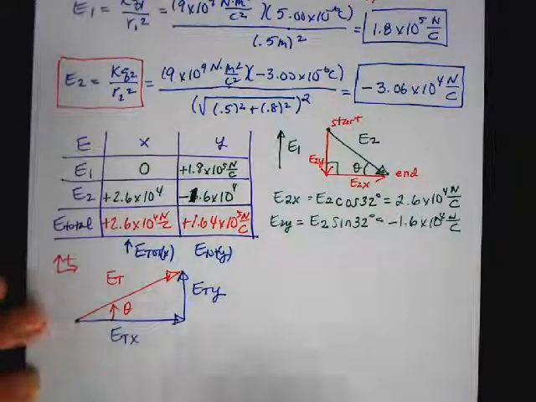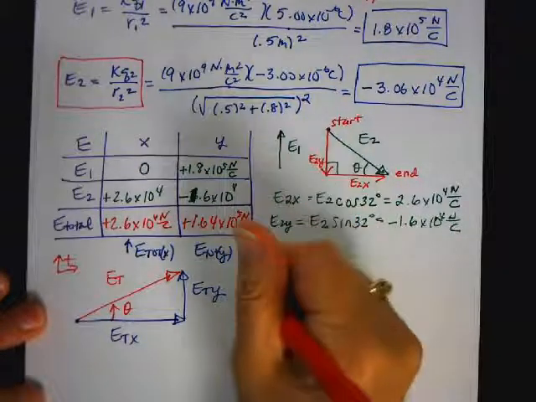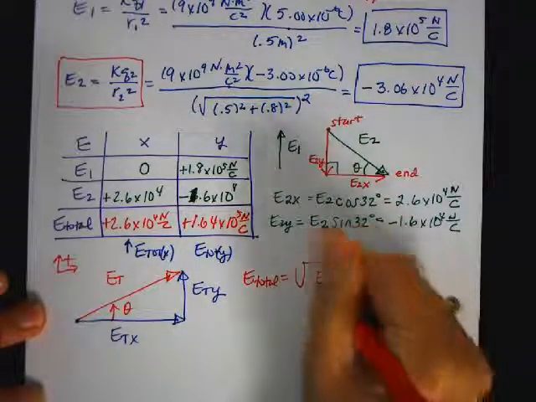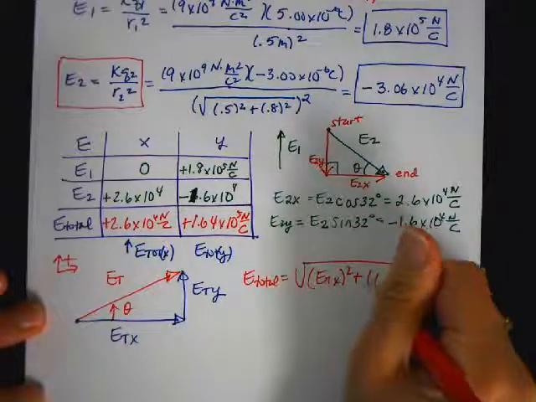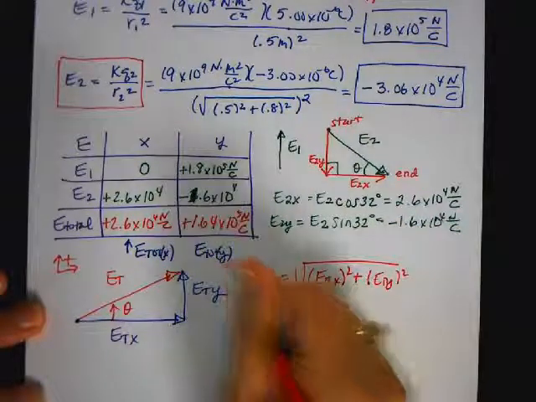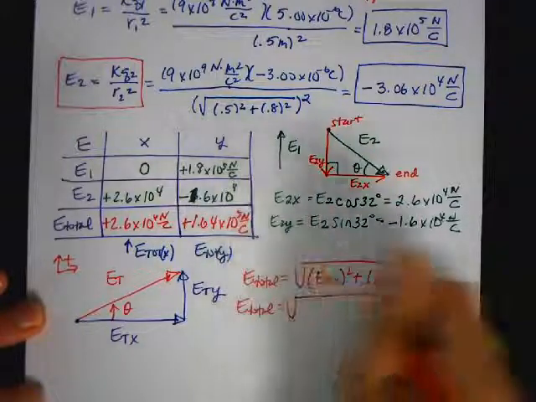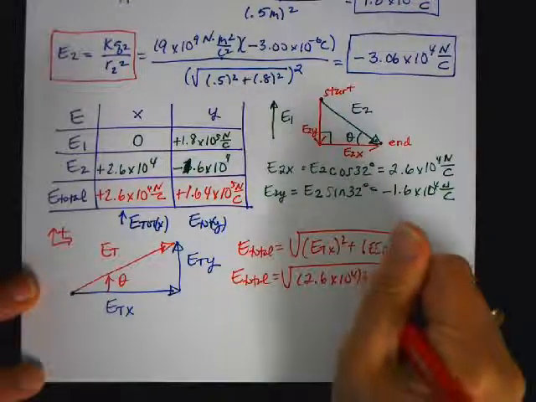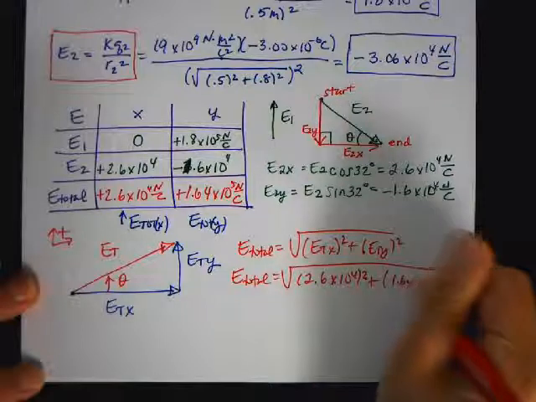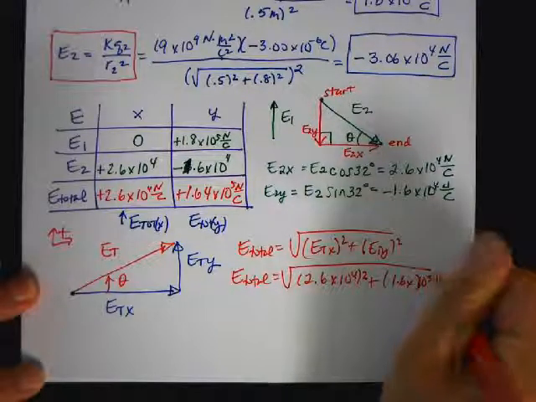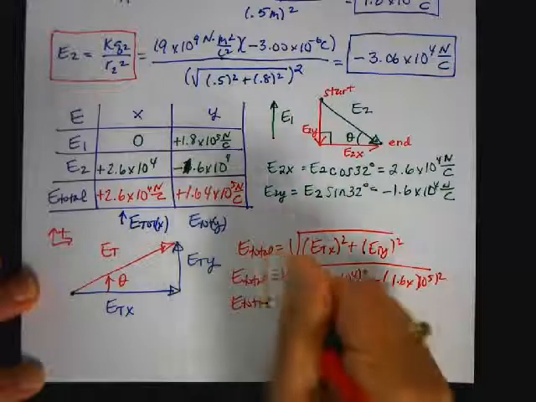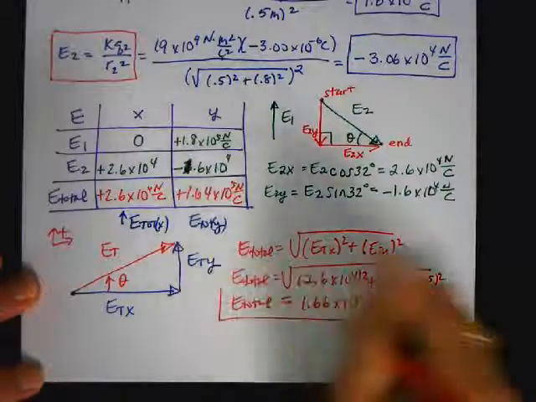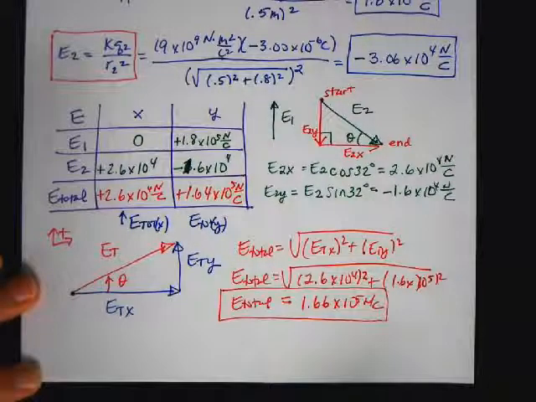And then I need to have a direction. So to find E total, I use the Pythagorean theorem. And that's going to be the square root of ETX squared plus ETY squared. I substitute in my values, which would be 2.6 times 10 to the 4 squared plus 1.6 times 10 to the 5 squared. So when I do that, it comes out to be 1.66 times 10 to the 5 newtons per coulomb. But that's not my final answer, because vectors have both magnitude and direction.